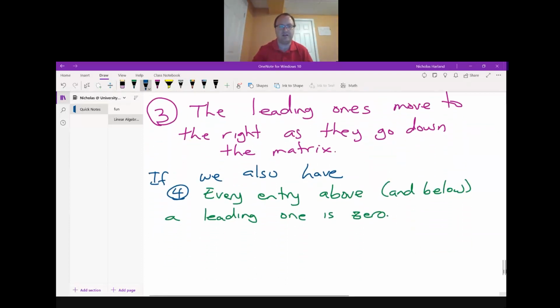Then we say the matrix is in reduced row echelon form.